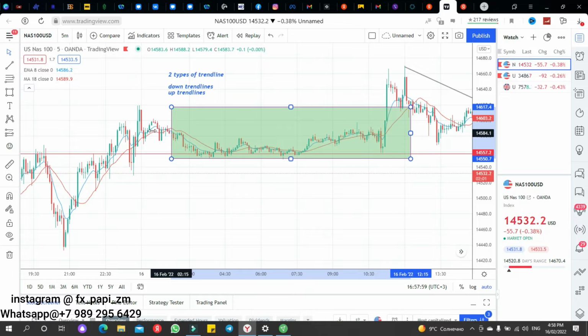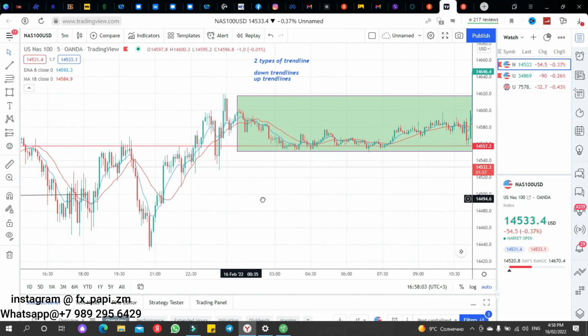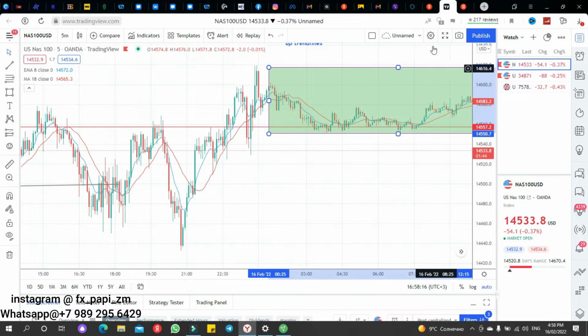An example of a bullish trend line or a bullish trend is this one here. This is a possible bullish trend. As you can see, the market was forming higher lows, higher lows, higher lows. You understand? Let me just clear this out.